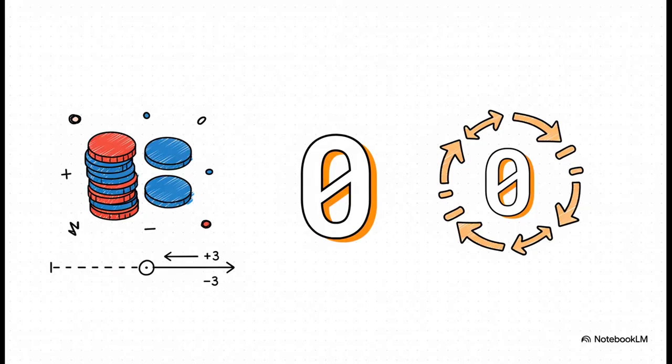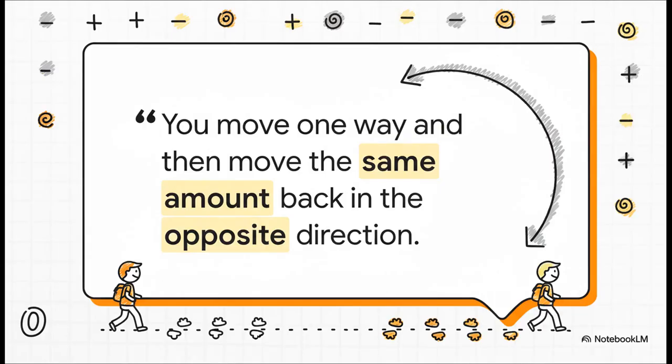See, it doesn't matter if you're using chips or a number line, the result is exactly the same. Adding an opposite always brings you right back to where you started. It's just such a perfect way to visualize it. I mean, think about it like this. You take 5 big steps forward, and then you take 5 big steps back. Of course, you're going to end up right where you started.